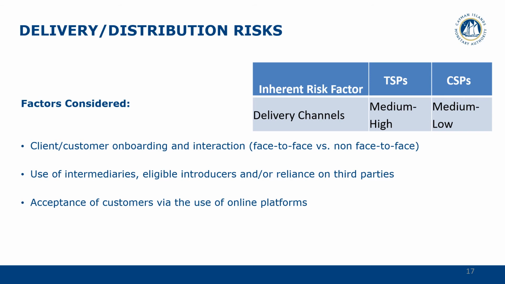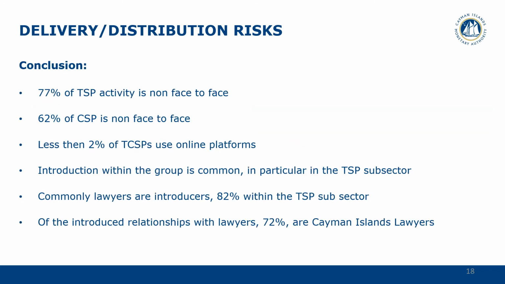TSPs were considered to have a medium-high risk for delivery and distribution risk, and CSPs a medium-low risk. And the reasons for that conclusion were as follows. First, a slightly higher proportion of TSPs have activity that's non-face-to-face, 77% of TSPs, versus 62% of CSPs. TSPs also tended to use introducers more often, although introduction within the group was common.